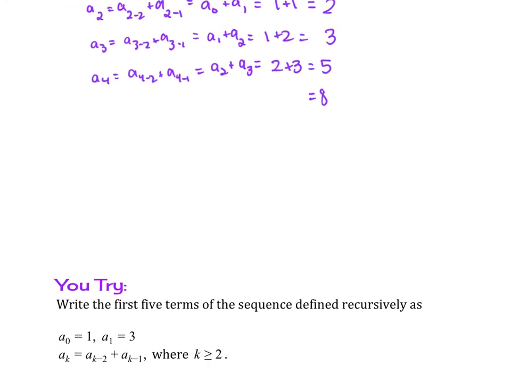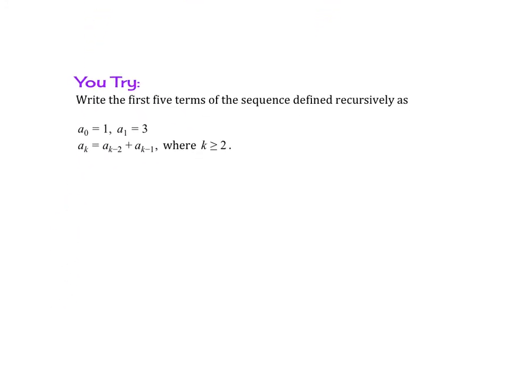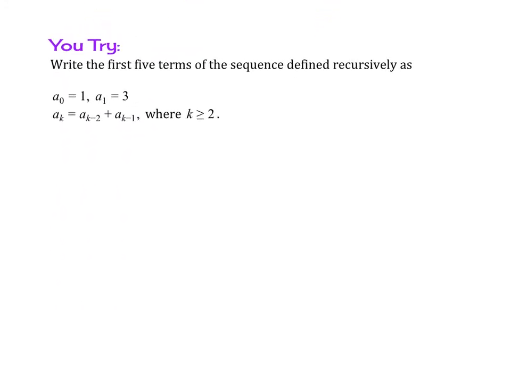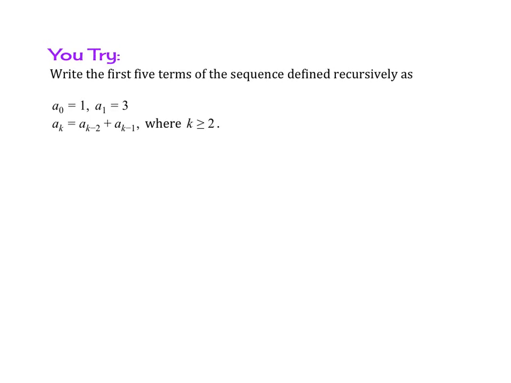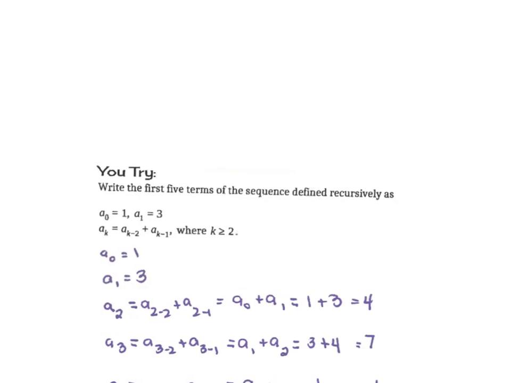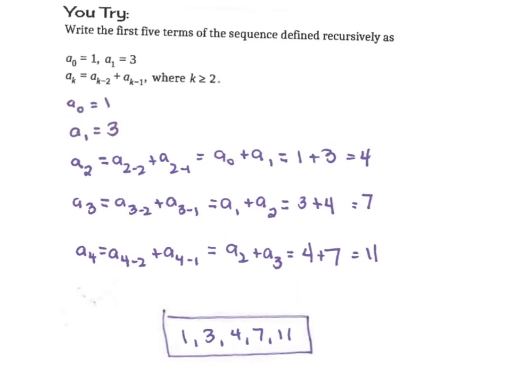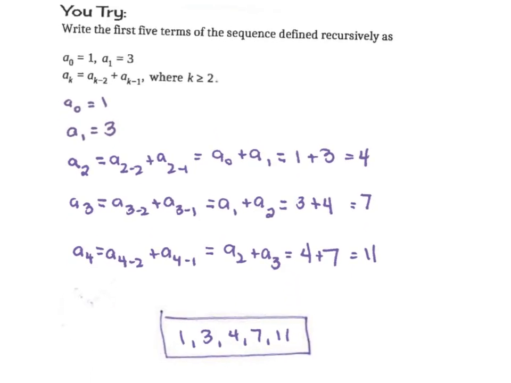Now, the next one is not a Fibonacci sequence, but it's practice in plugging it in. So find the first 5 terms of the sequence defined recursively as a sub 0 is 1, a sub 1 is 3. So if you tried this out, you had the first terms, 1 and 3, and then you would get 4, 7, and 11.